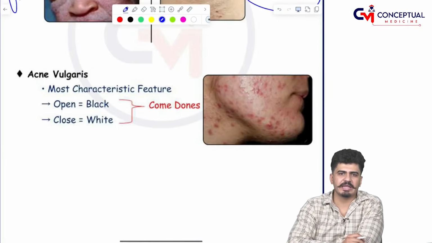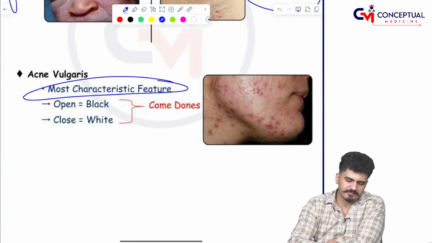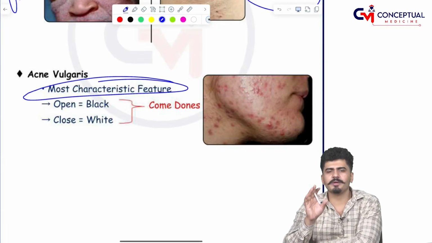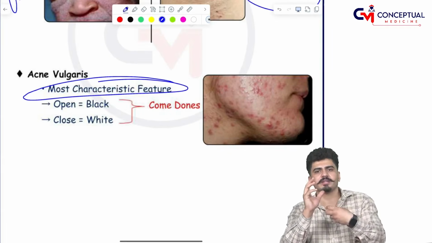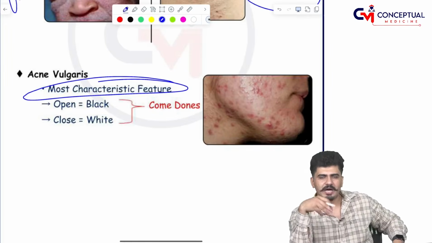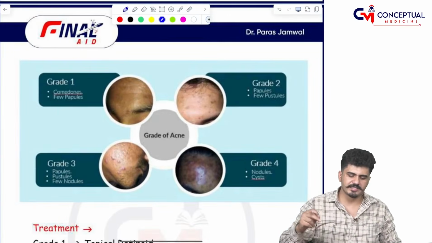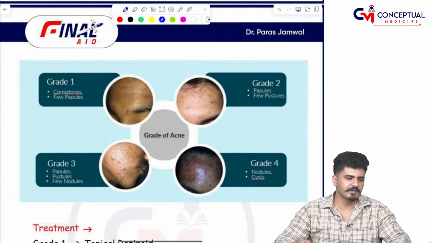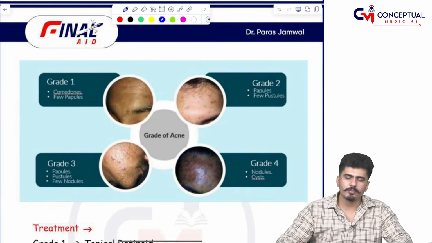Acne vulgaris is very important. Most characteristic feature is the comedone. Now this comedone is of 2 types. Open comedone, where the dust will settle and because of the dust it will become black. And closed comedones are white in color. Now what are the different stages we are having? Grade 1 is having the comedone, the characteristic feature.